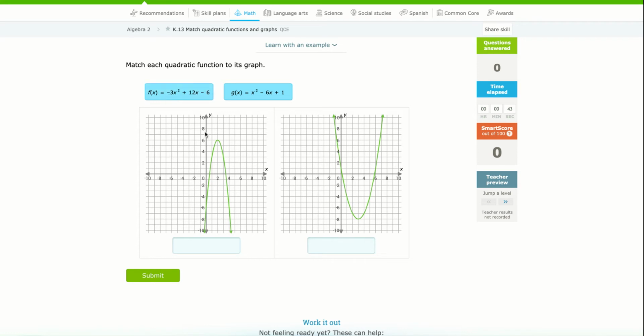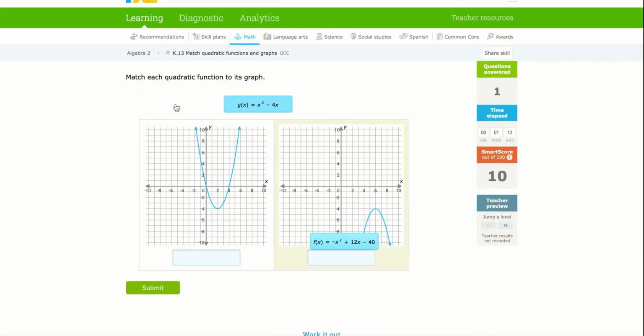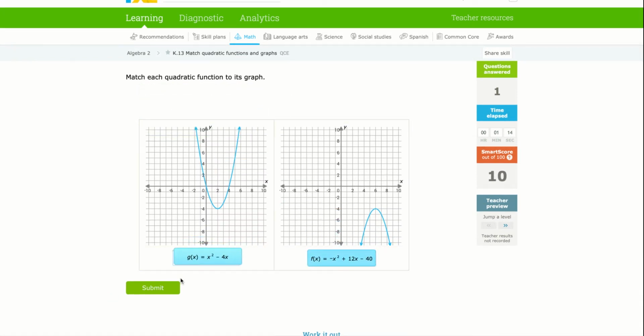If it's negative, it's going to be opened down, or facing down, pointing down. If it's positive, it's going to be pointing up. So that alone is enough to know that the negative 3x squared is this one because it's going down, and the positive x squared is going up. I don't even care about these other two terms. It all depends on this leading term, whether it's opened down when it's negative or up when it's positive. So again here, negative one's opened down, positive one's opened up.